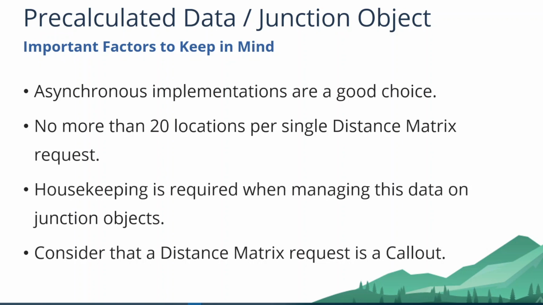Each request that we make for a distance matrix is limited to no more than 20 locations per request. That means if we need to calculate distances between a location that has 30 nearby locations of interest, we need to handle that in multiple requests to the API. If you plan to calculate drive distances and times by way of an update or insert trigger, then you need to consider housekeeping tasks such as clearing junction records with outdated distances and times before inserting new ones.